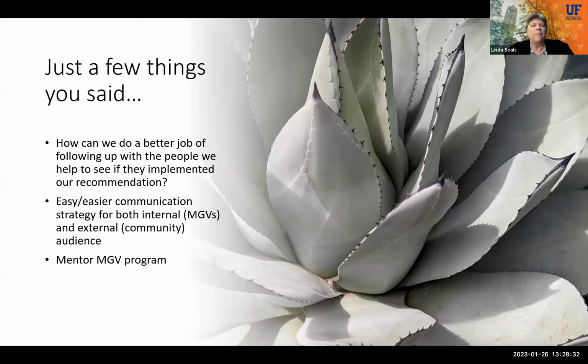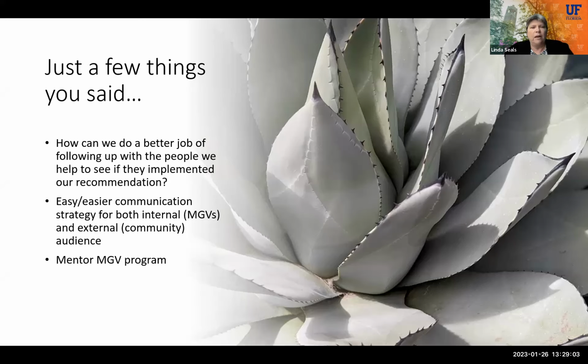But here's a few things. How can we do a better job of following up with people we help to see if they implemented our recommendation? I really love this because I think even as extension faculty, we struggle with this. We teach a class, we help someone, and it's difficult to remember or to prioritize coming back to those people later, 6 months to a year later, to see if they actually used any of the information that we gave them. So I think that's a real challenge.